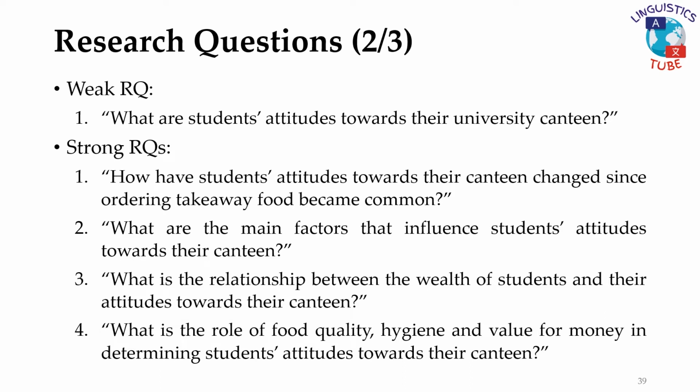Here are some examples of better research questions. How have students' attitudes towards their canteen changed since ordering takeaway food became common? What are the main factors that influence students' attitudes towards their canteen? What is the relationship between the wealth of students and their attitudes towards their canteen? What is the role of food quality, hygiene, and value for money in determining students' attitudes towards their canteen?